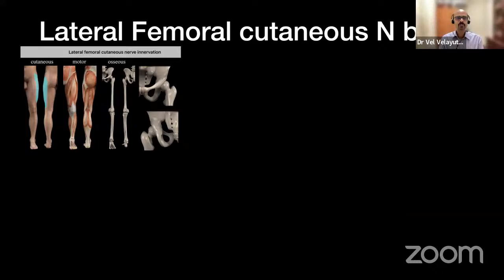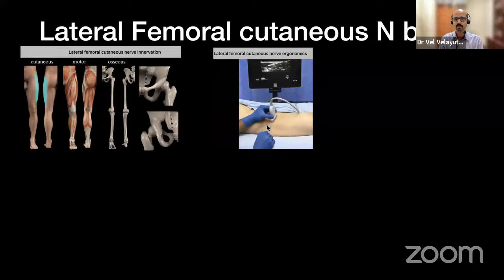Lateral femoral cutaneous nerve is the other nerve we'll look at in terms of ultrasound. Again, this is predominantly a cutaneous nerve. So this is not going to provide you analgesia for hip fracture, but this will help with analgesia postoperatively and intraoperatively. With this one, you're numbing the area of the skin incision on the lateral side. Our probe position is going to be very similar to femoral nerve, but slightly lateral, because the nerve is lateral to the femoral nerve.